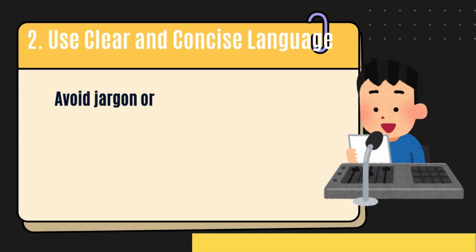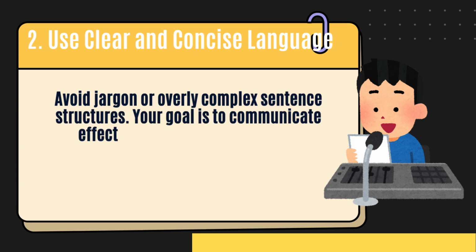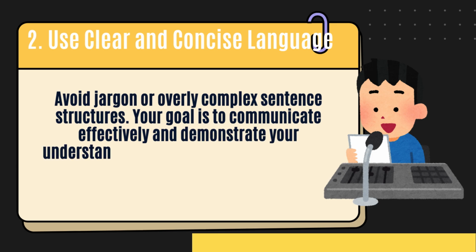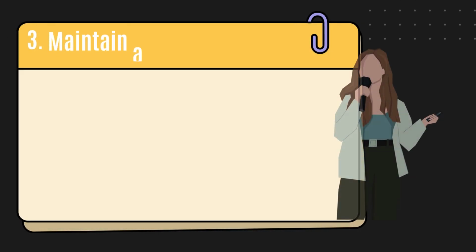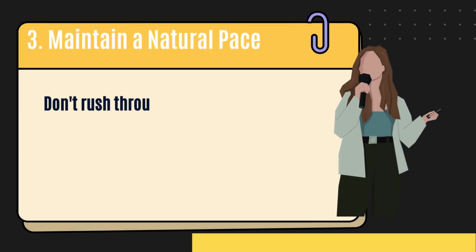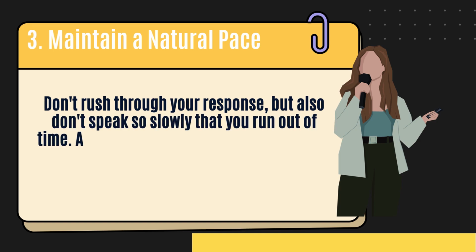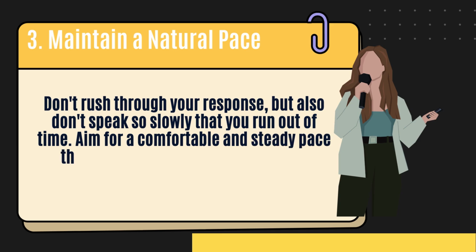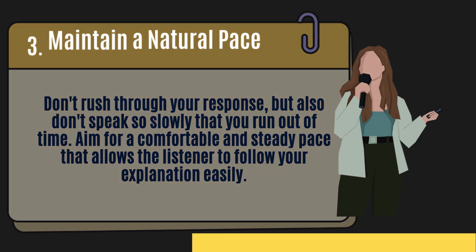Use clear and concise language. Avoid jargon or overly complex sentence structures. Your goal is to communicate effectively and demonstrate your understanding. Get straight to the point and avoid unnecessary rambling. Maintain a natural pace. Don't rush through your response, but also don't speak so slowly that you run out of time. Aim for a comfortable and steady pace that allows the listener to follow your explanation easily.